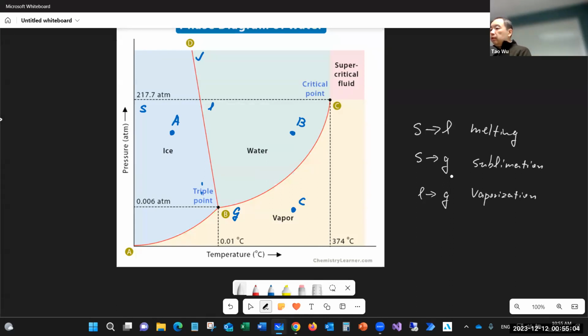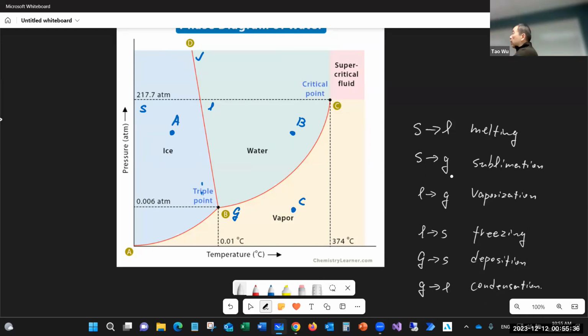Then if we go backwards, from liquid to solid, this is called freezing. From gas to solid, that's called deposition. From gas to liquid, it's called condensation. So we have six phase changes over there.